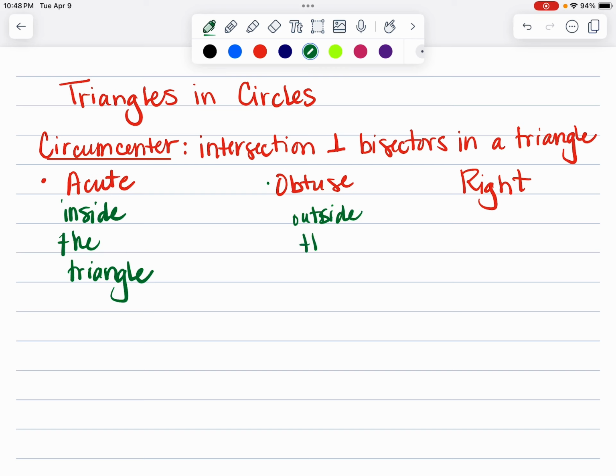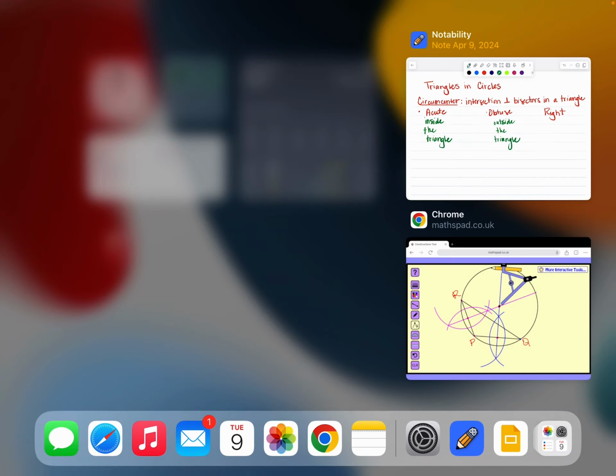All right, outside the triangle. Obviously, it's not outside the circle. Sorry, guys, it's late. It's outside the triangle. All right, so finally, let's look at our right triangle and see what happens there.